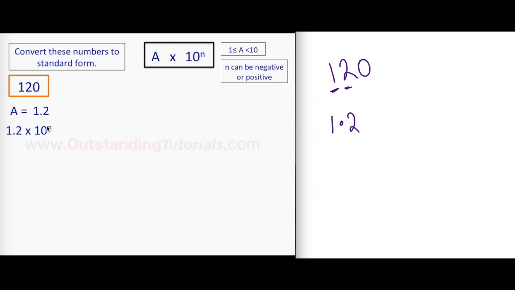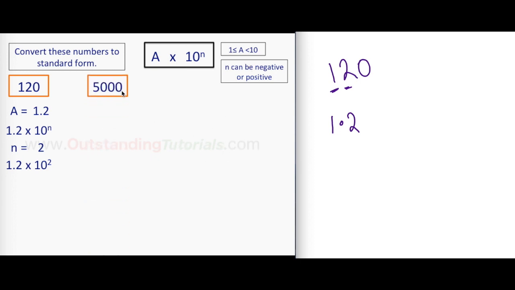That means that power, if I'm moving it 2 places, that means this number must have 1 and 2 zeros. The power must be 2 because I'm moving 2 places. So n must be equal to 2. And the form is 1.2 times by 10 squared. So that's the same as this number, but it's written in standard form because it meets these conditions.